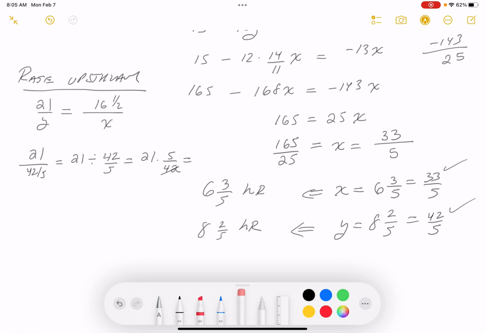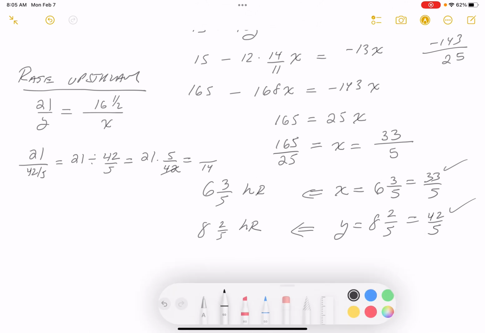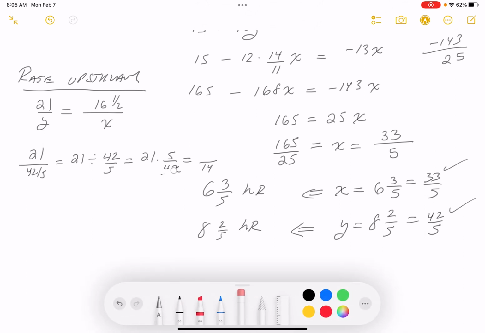Whoops, sorry about that. Oh, what am I doing? I'm sorry, I'm daydreaming again. That's crazy. That was 42, right? Let me get my eraser out again. 21 goes into 42 two times, so it's 5 over 2.